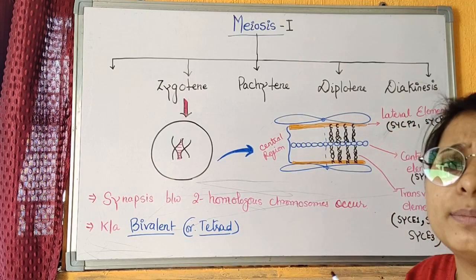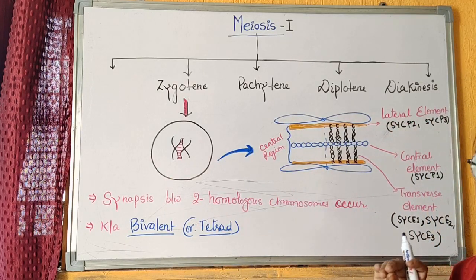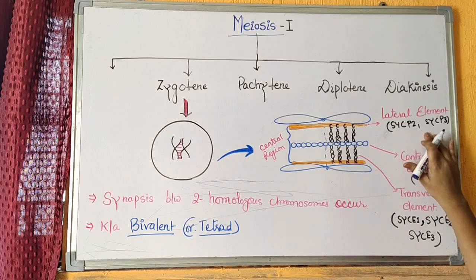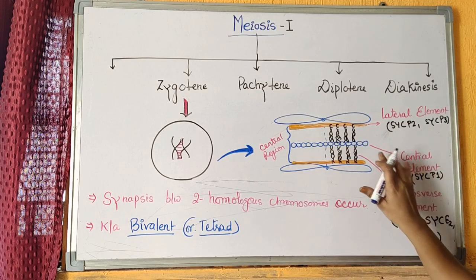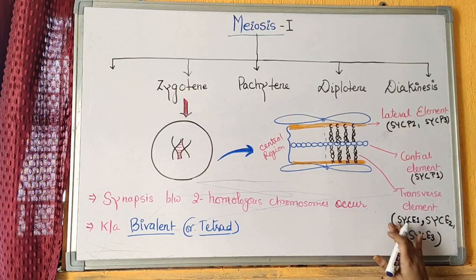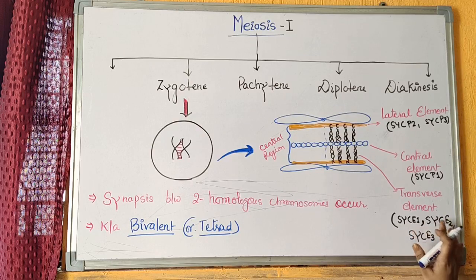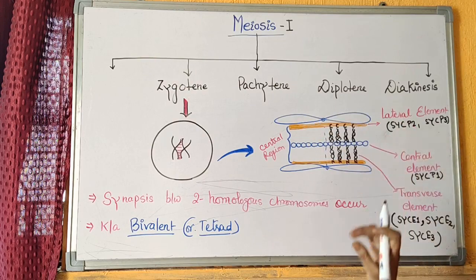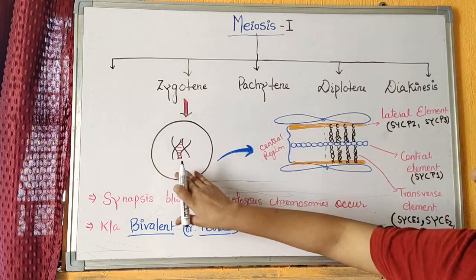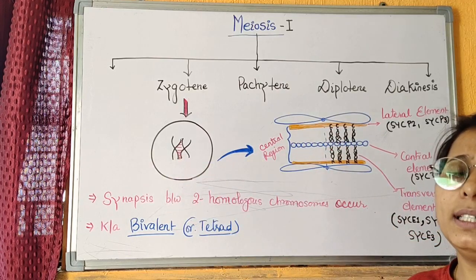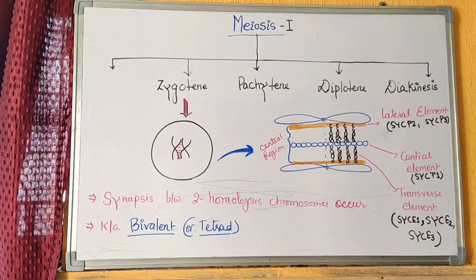The lateral element is made up of synaptonemal complex protein 2 and synaptonemal complex protein 3, SYCP2 and SYCP3. The central element is made up of SYCP1 or synaptonemal complex protein 1. The transverse element is made up of synaptonemal complex protein E1, E2 and E3. These transverse, central and lateral elements together form the synaptonemal complex, and this helps in the pairing of homologous chromosomes together and further helps in the crossing over between them.